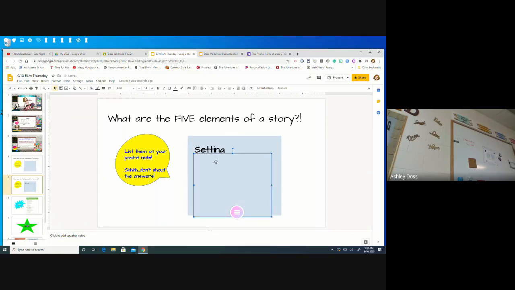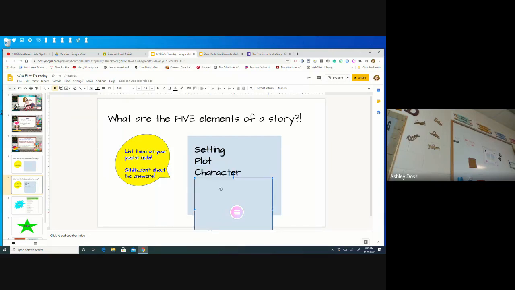Setting, the first one. Okay, good. When and where a story takes place, right? Plot is the next one, and some of you wrote the action or the events. So remember, plot is the sequence of events. So if someone asks you what happened in a story, they're essentially asking for the plot. First this, then that happened, then this happened.